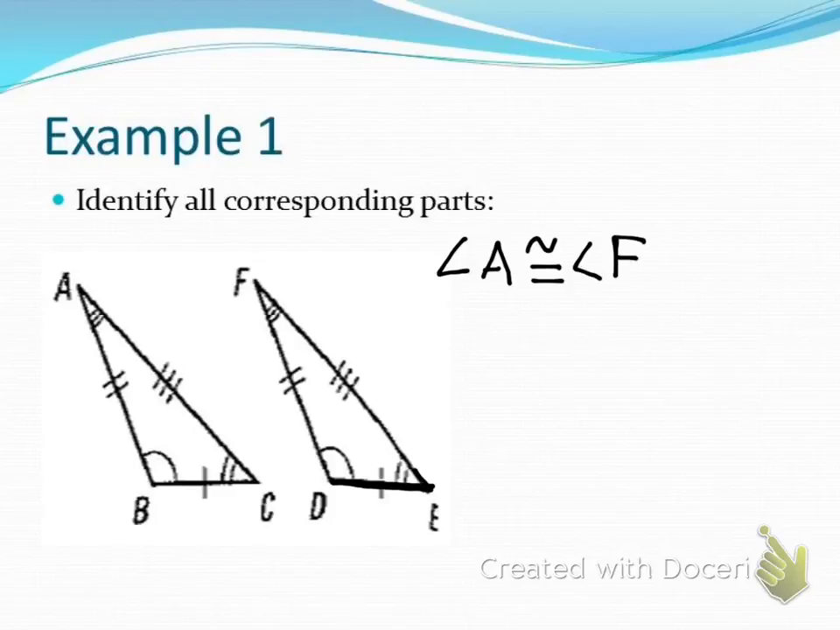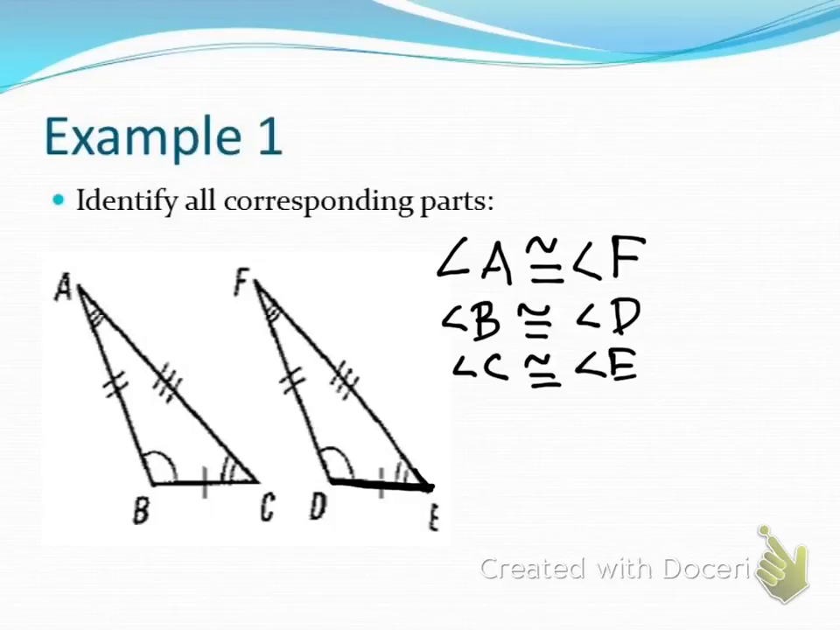F, good. Angle B is congruent to which angle? D. And angle C is congruent to which angle? E. Very good. Make sure you're using the angle symbol. Some people get lazy and they just put the letters. Don't be that person. Any questions on the angles?